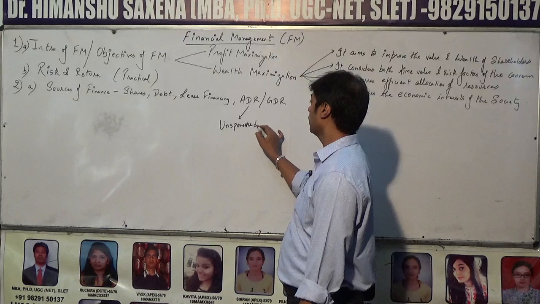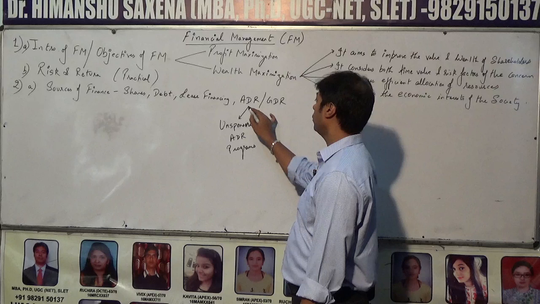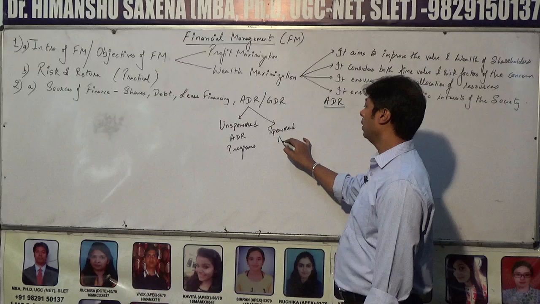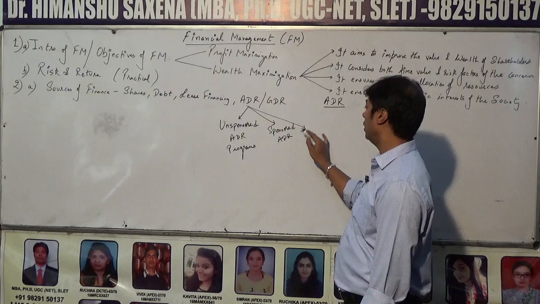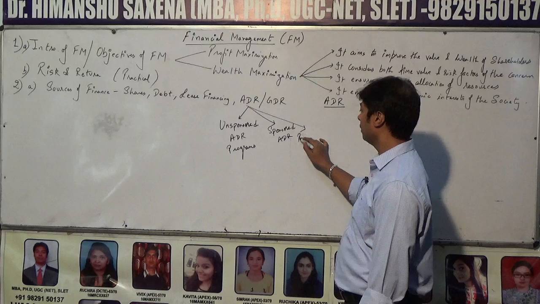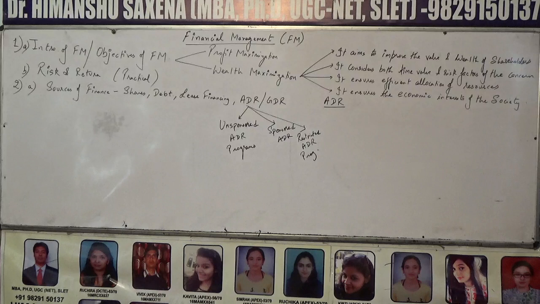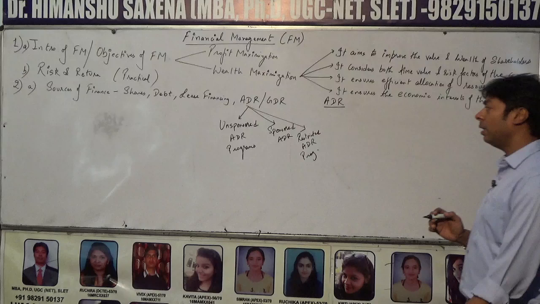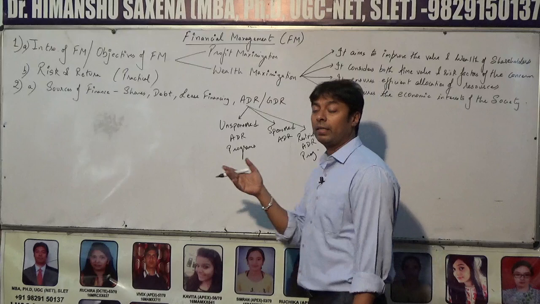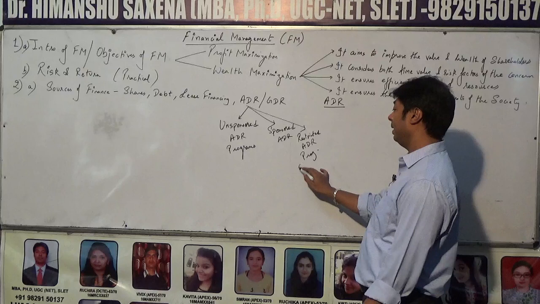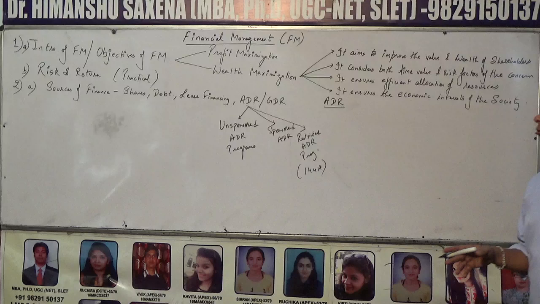Unsponsored ADR programs, these are the three basic types of ADRs, then sponsored ADR programs, and then you have the third one which is restricted ADR programs. Right, so you must remember all these three: restricted, unsponsored and sponsored ADR programs. Unsponsored ADR programs are issued by a third party, sponsored ADRs are issued by the depository bank as well as the issuing party, and restricted ADRs are traded according to Section 144A. So these are the three basic types of ADRs.